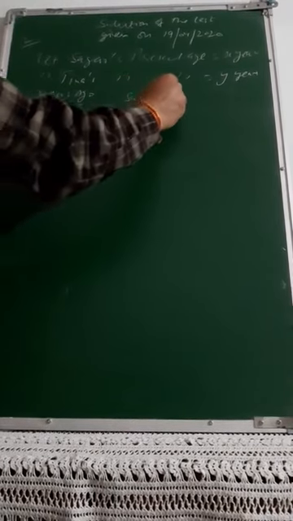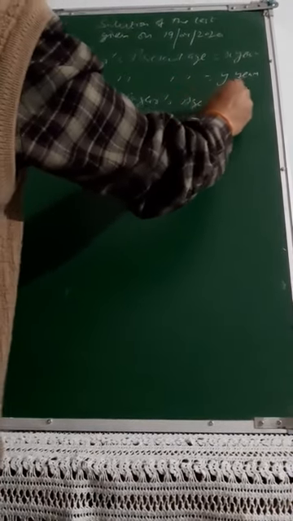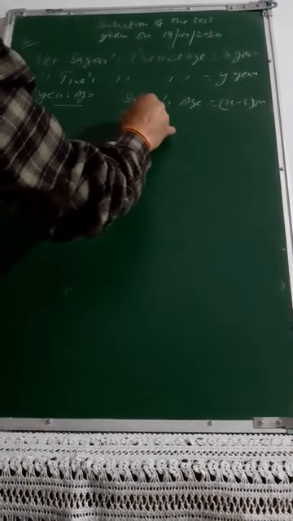So Tina is y years old and Sagar is x years old. Then there are 2 conditions. The first part is 5 years ago. What will be Sagar's age? Sagar's age will be x minus 5 years, and Tina's age will be y minus 5 years.